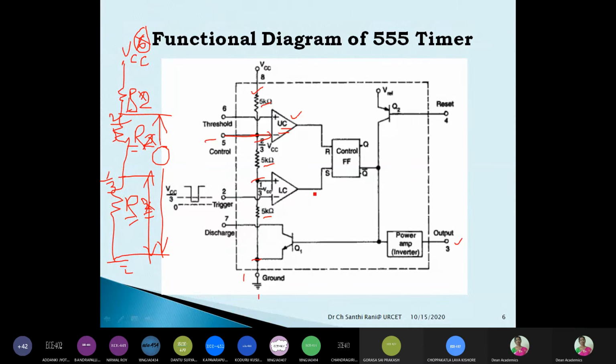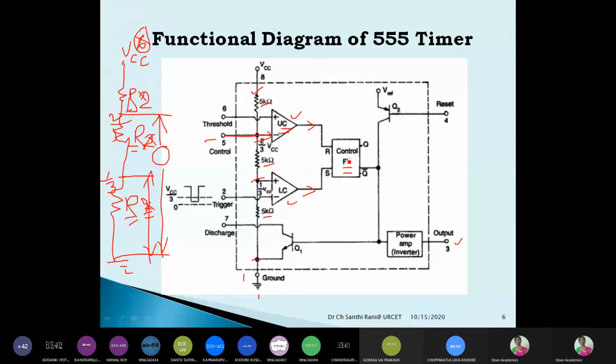I have mentioned an upper comparator and a lower comparator. So what is a comparator? We know already. It compares the reference voltage with the input voltage, and depending on that, it will give its output as either 0 or 1. The same here: it will compare the reference voltage with the applied voltage and give output voltage either 0 or 1. Okay. Now, if you observe, here we have a control flip-flop.